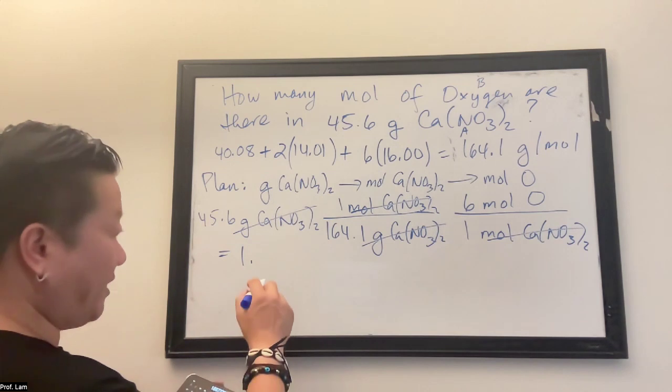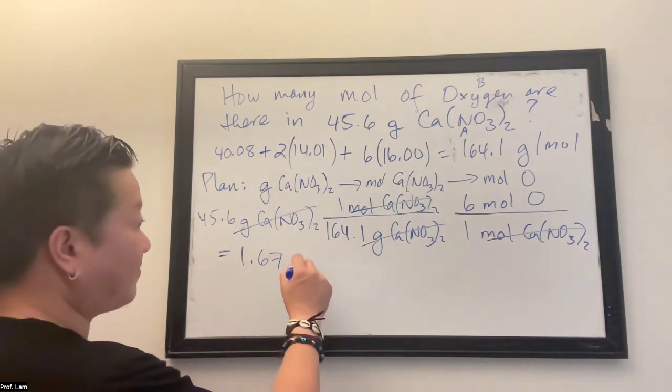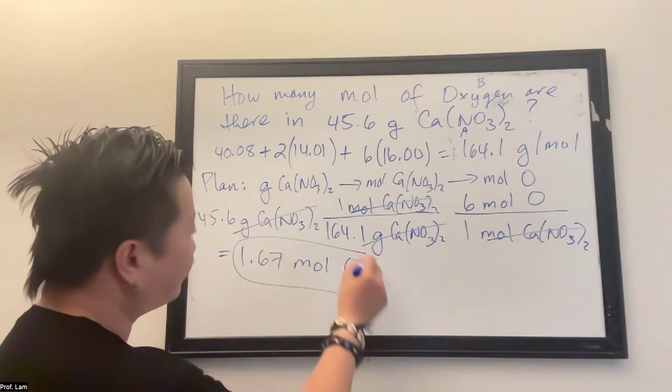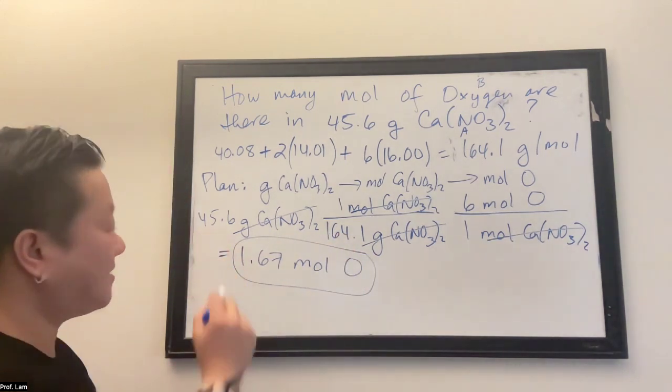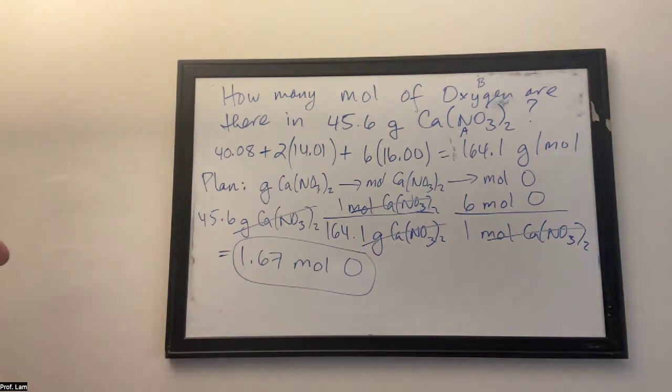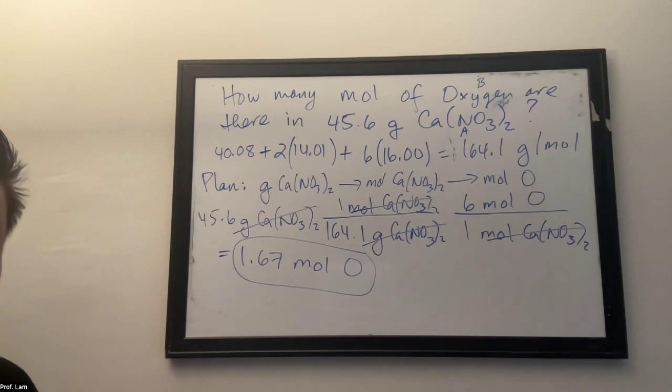It's 1.67 moles of oxygen. 3 sig figs, right? Because of this number. So I round to 1.67 moles of oxygen.